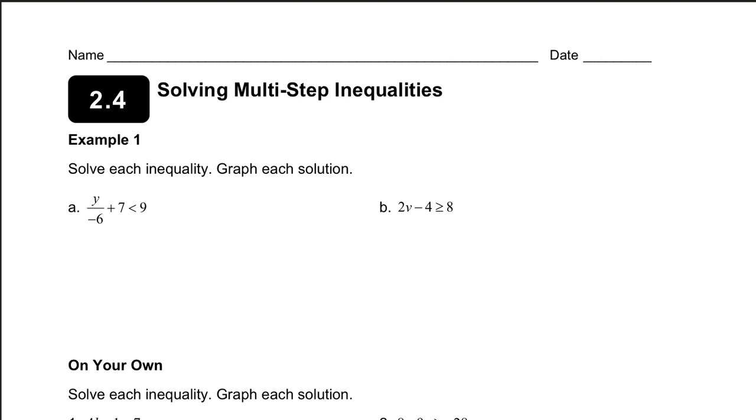So let's look at example 1a. First thing I'm going to do is subtract 7 from both sides of the inequality symbol. I get y over negative 6 is less than, what's that going to be, 2. Multiply both sides by negative 6. Because I multiply by negative 6, I'm going to flip my inequality to go the other direction, and I'm left with y is now greater than negative 12.